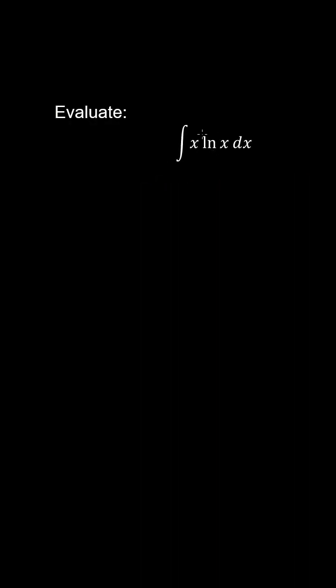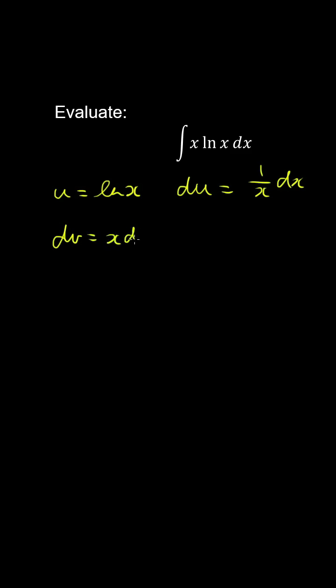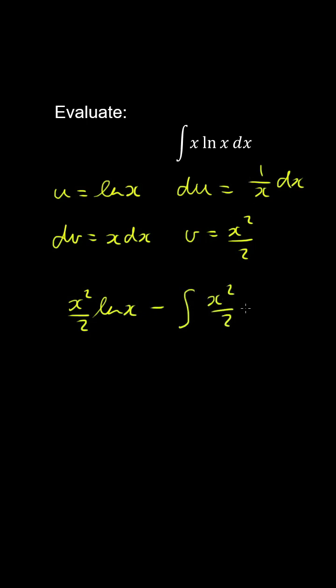Let's evaluate this integral, which is a product of two functions that are not derivatives of each other. So what we'll do is use integration by parts and set u equal to the natural log of x to avoid integrating it. So we get du is equal to 1 on x dx, and therefore dv is x dx, and v is therefore x squared on 2. So u multiplied by v gives x squared on 2 by the natural log of x minus the integral of v du.